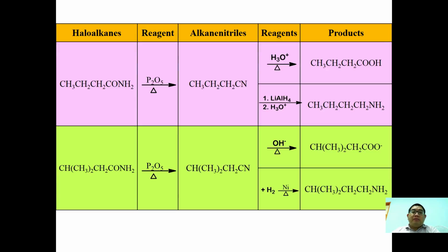So here are the examples of the reactions, each of them respectively. You can see when butanamide is dehydrated, you form butyl nitrile. Butyl nitrile undergoes acidic hydrolysis to form butanoic acid. When reduced, you form butylamine. And then if you react 2-methylbutanamide, you form 2-methylbutyl nitrile. Alkaline hydrolysis will give the carboxylate salt, and reduction by using hydrogen will give the amine with NH2.